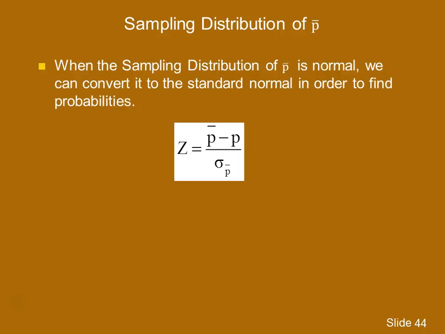And now we're going to do the same thing that we did with x-bar. We now have a new normal variable, p-bar. We know that its mean is equal to p, its standard deviation is sigma p-bar. Therefore, we could answer probability questions about p-bar by converting it to z. And so we have a new variation on the z formula. Z is equal to p-bar minus p over sigma p-bar.